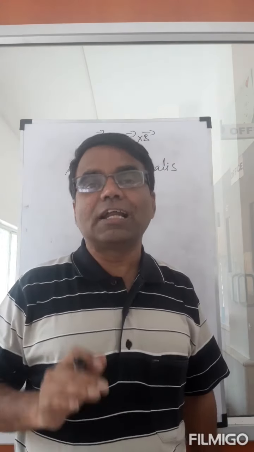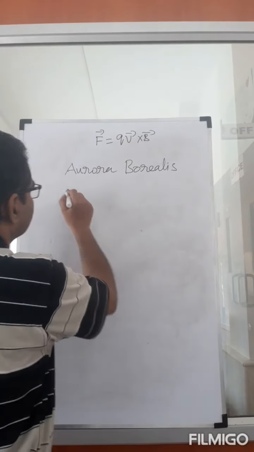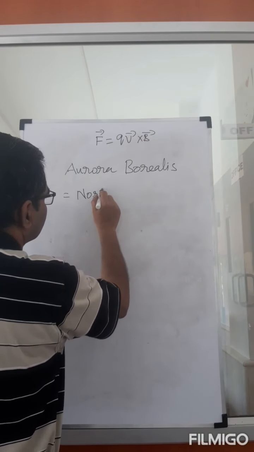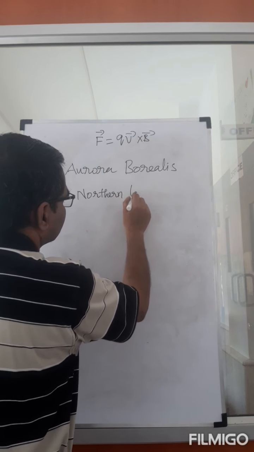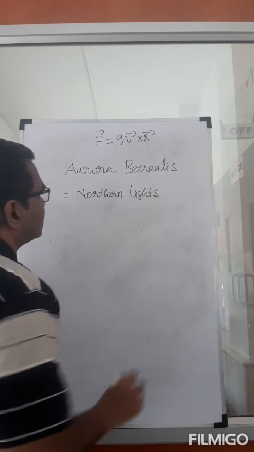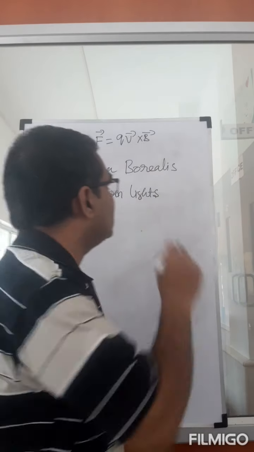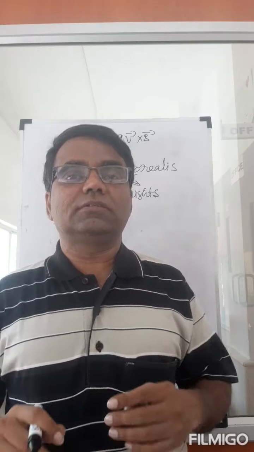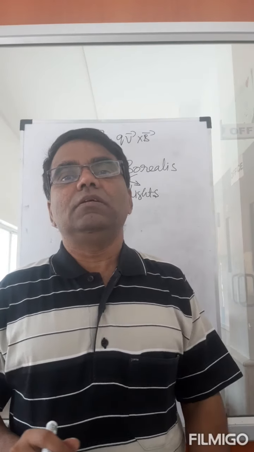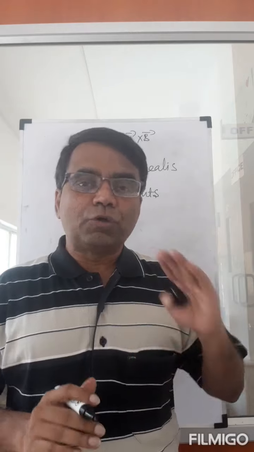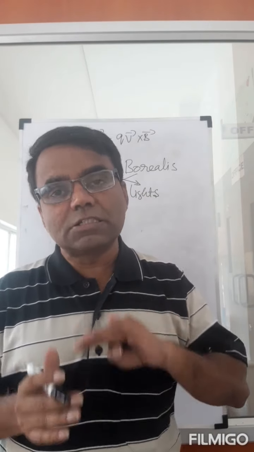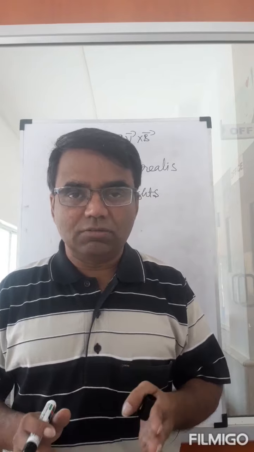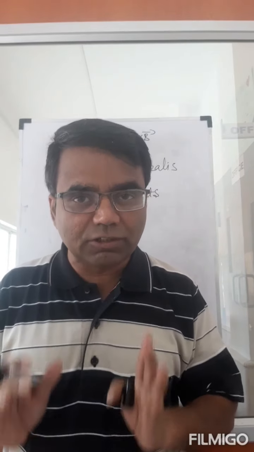Aurora Borealis means northern lights. Boreal means north, and Aurora means light. Boreal means north and Austral means south. So that is the reason why you call the continent down south Australia. Australia means the southern land.